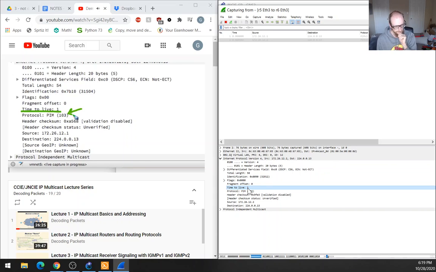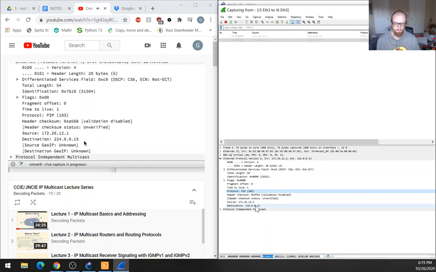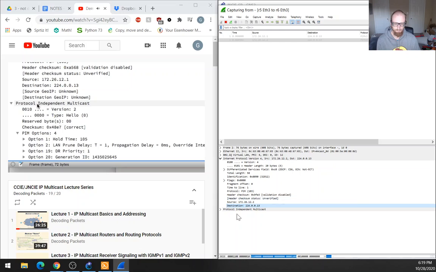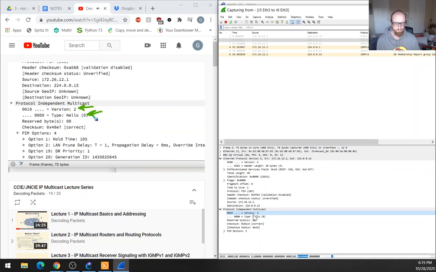The protocol is 103, which is a well-known protocol for PIM, and the destination IP here is important. It's the multicast destination IP that essentially means all PIM routers. Finally, inside the whole packet, first there would be the PIM header, and once again the version here is version 2. So for version 2, the type of hello message is type 0.